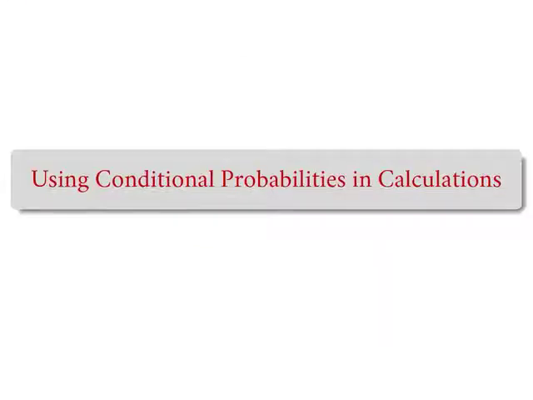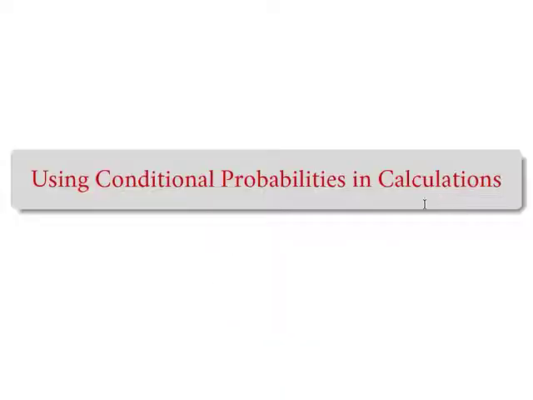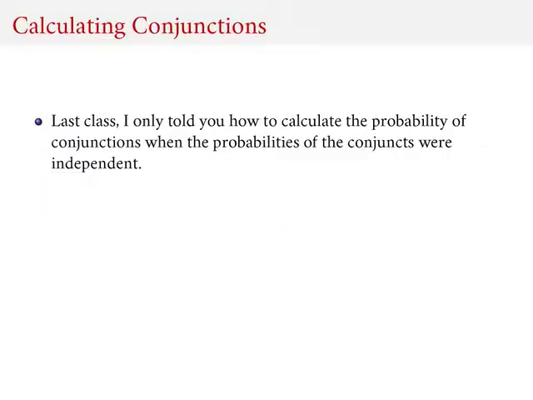So now that we've done some calculations of conditional probabilities, let's look at a way in which conditional probabilities can be used to calculate other things, and specifically conjunctions. And we'll look at this in general and then apply it to the case we began with of Laplace's urns. So last class, I only told you how to calculate the probability of conjunctions when the conjuncts were independent. But what about when they are not?